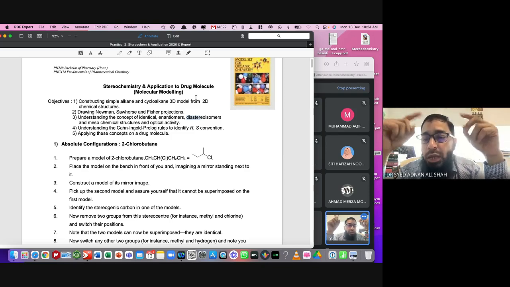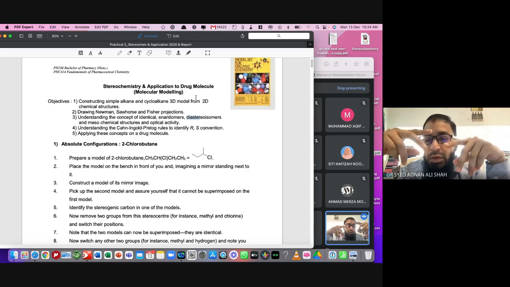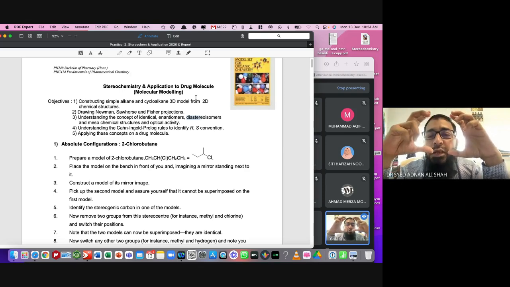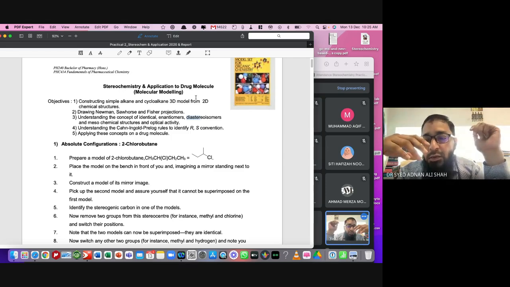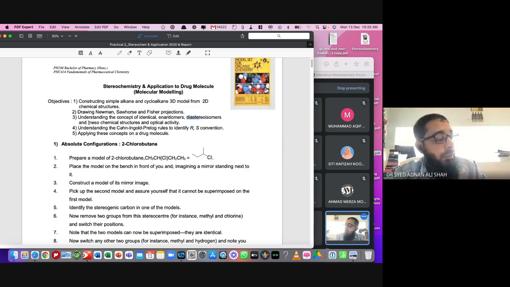So how can you define diastereomers? Diastereomers are molecules which are not mirror images. If the molecules have chiral centers and they are not mirror images of each other, then they are not identical. They are non-identical, non-mirror images. So they are called diastereoisomers. And meso compounds are compounds which have a plane of symmetry.